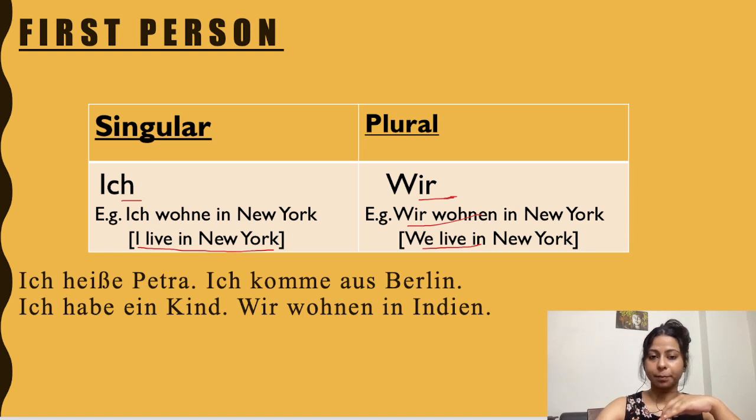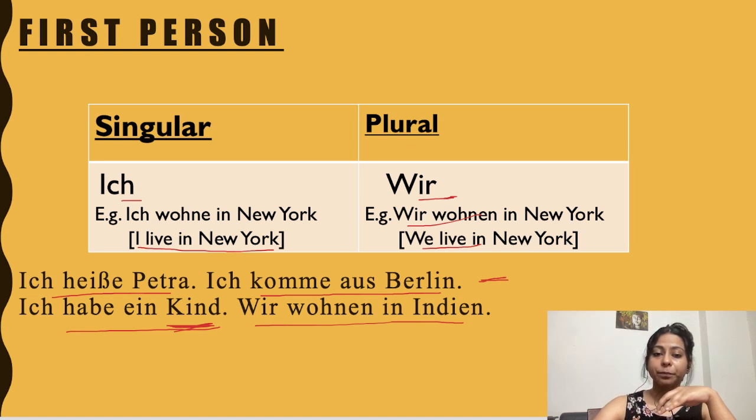Now let's look at this example. Ich heiße Petra. Ich komme aus Berlin. Ich habe ein Kind. Wir wohnen in Indien. Okay, so Petra is talking about herself in the first sentence, hence she is using the pronoun ich. As soon as she talks about herself and her kid, kind means kid, so she uses the personal pronoun wir. Wir wohnen in Indien. So we live in India. So she uses the first person plural wir.